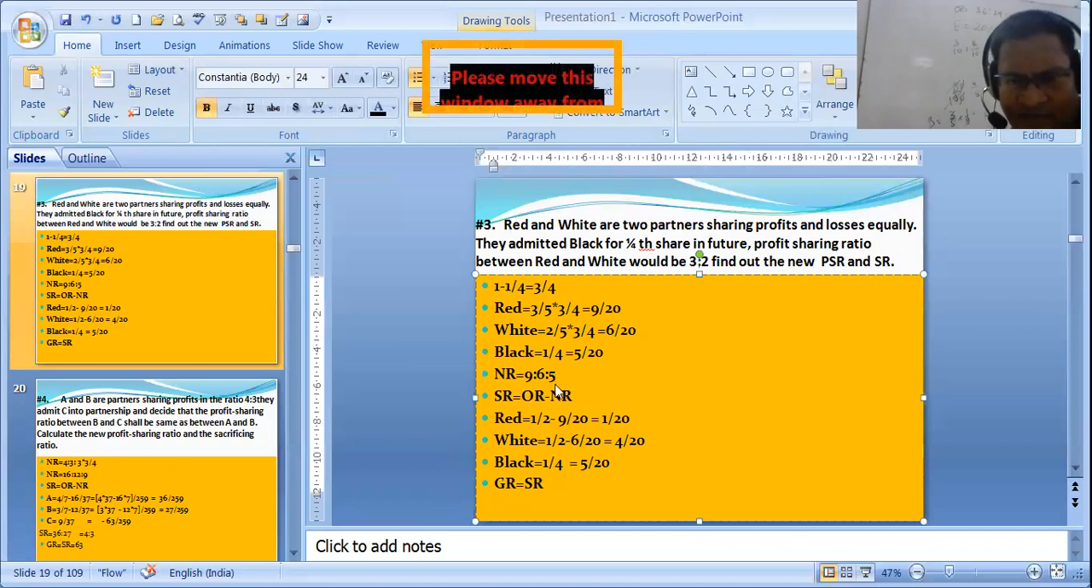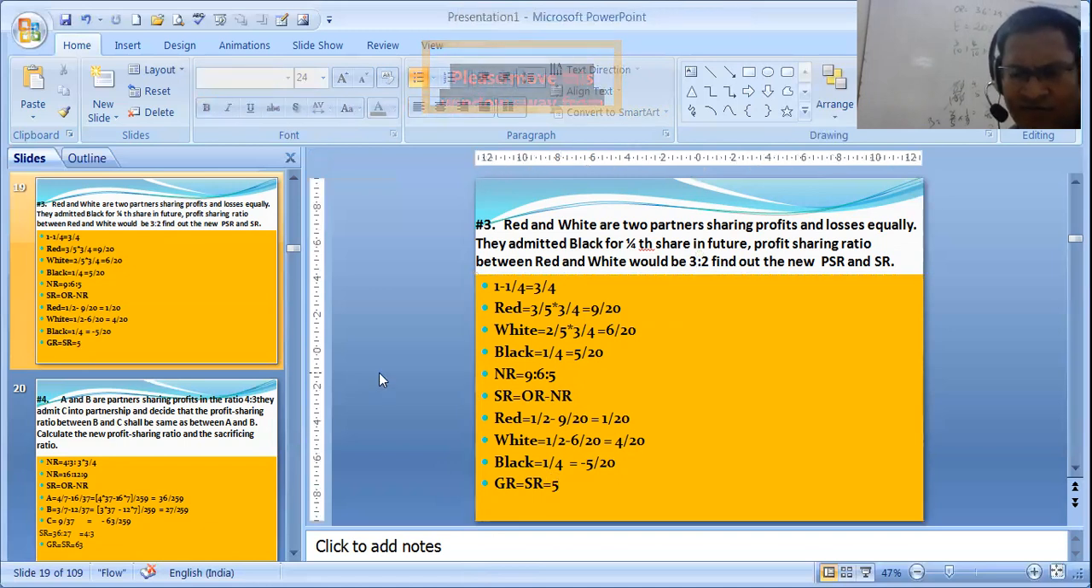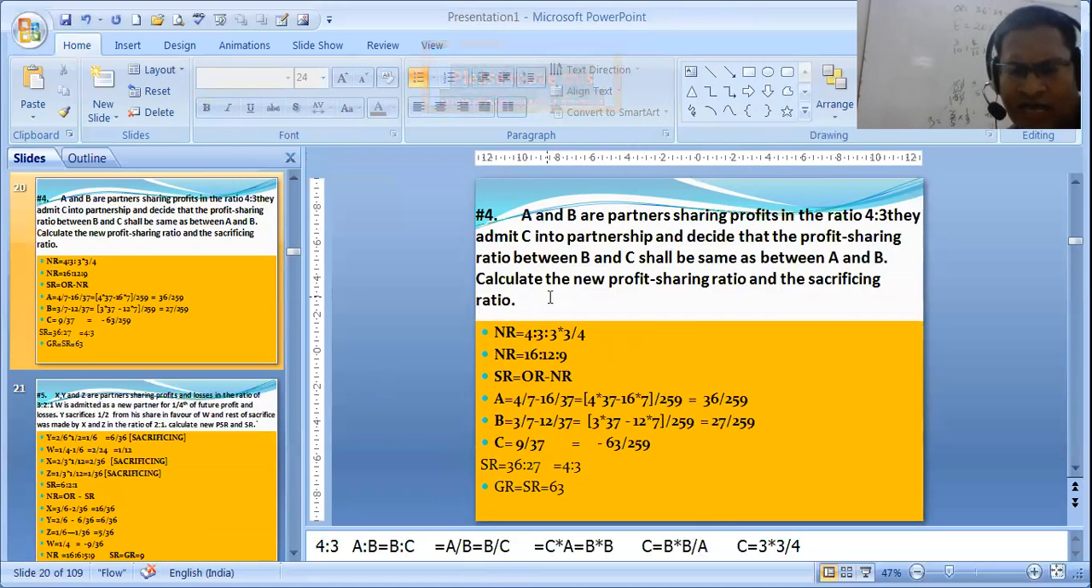Whereas their sacrificing ratio is old minus new. That will be giving me 1 by 20 and 4 by 20. And black was coming for 5 by 20. So it is nothing but gaining is equal to sacrificing, that is equal to 5. So this sum is also gaining equal to sacrificing. In every sum we will see gaining ratio is always equal to sacrificing ratio.